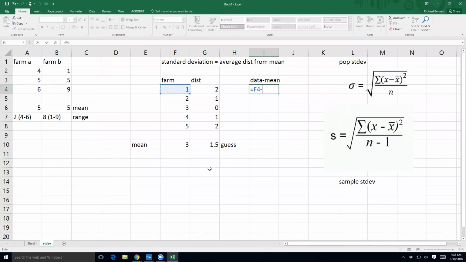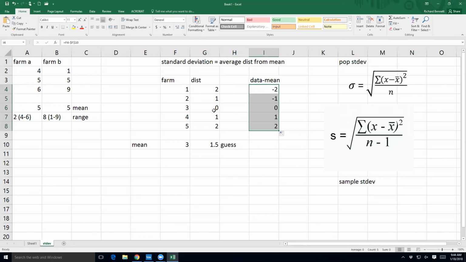So I'm going to take the first data point, which is 1, and subtract off the mean, which is 3. Because I will always want to subtract F10, I'm going to press the F4 key, and that will put dollar signs in there, so that F10 will not change when I copy it. F10 was a relative reference, and with the dollar signs it is now an absolute reference. So when I drag this down, it's going to give me the right formula.